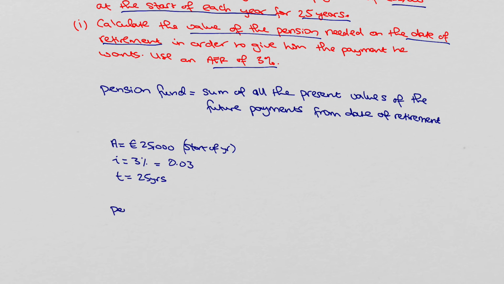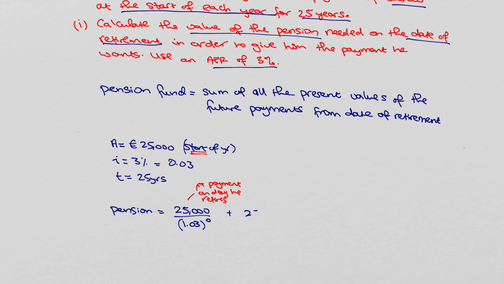So what that means then is our pension is the sum of the present values. So the first 25,000 he receives is going to be on the first day. So the day he retires, he receives 25,000, which means we don't have to discount that back. It's not receiving any interest at all. So this is the first payment on the day he retires. Okay, because it's received at the start of the year.